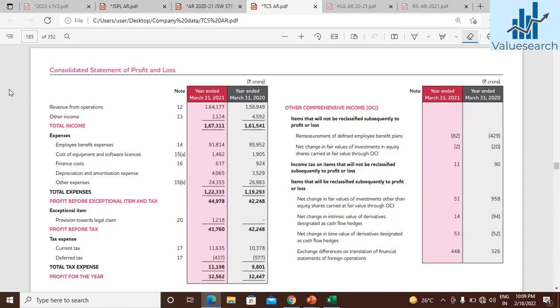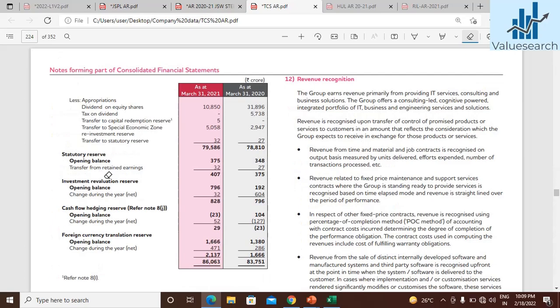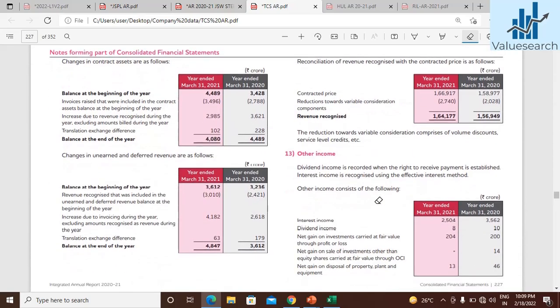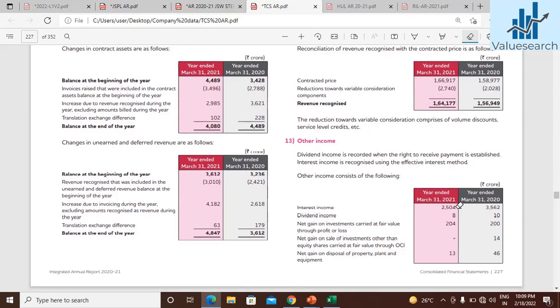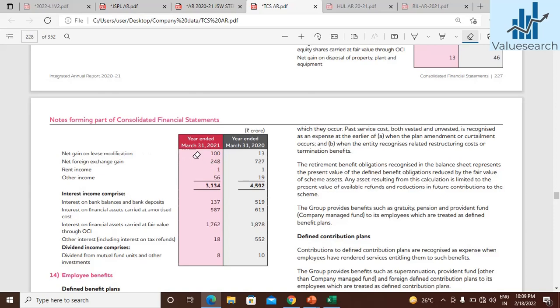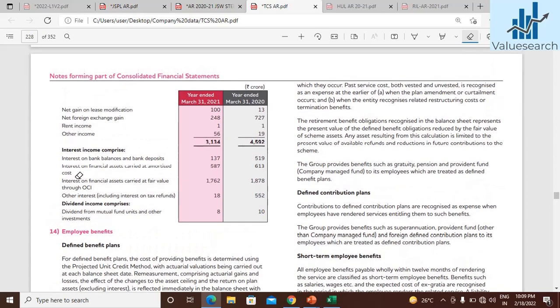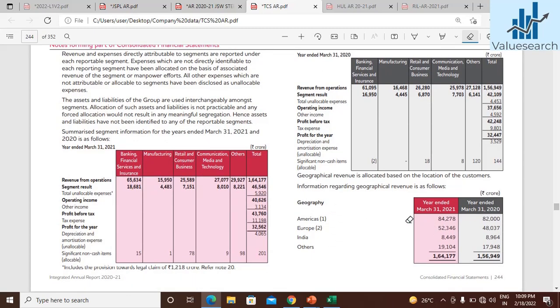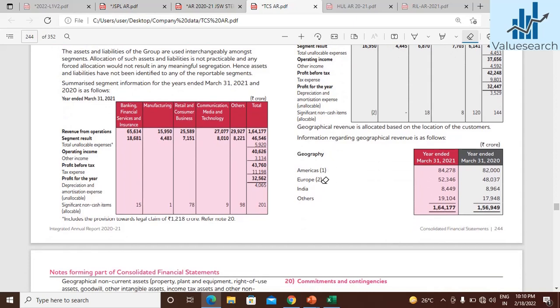Now, if you look at the company's notes, revenue recognition, consultancy services, sale of equipment and software license, this much. This is the other income: interest income, dividend income, net gain on investments carried at fair value. Then you have continuation over here: net gain on lease modification, net foreign exchange gain, rent income, other income, it's all given over there. Then here is the consolidated basis geographical split over here: America, Europe, India, others.